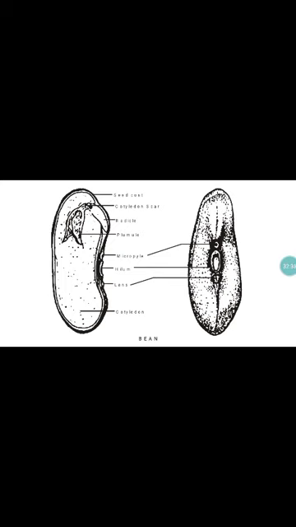I already explained this one. This is a dicot seed, pulses. So here we have two cotyledons, the primary embryonic axis. This is the plumule region. This club shaped one is the radicle region. Hilum, micropyle, lens, the outer seed coat. So this is with reference to the dicot seed.